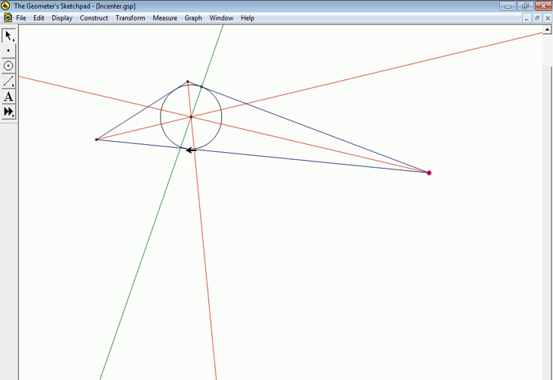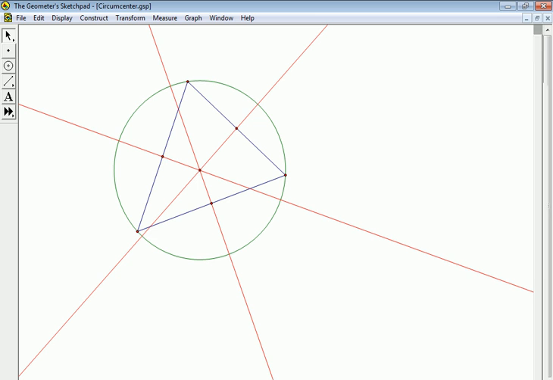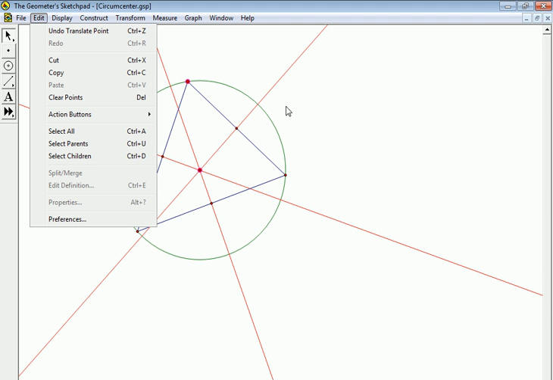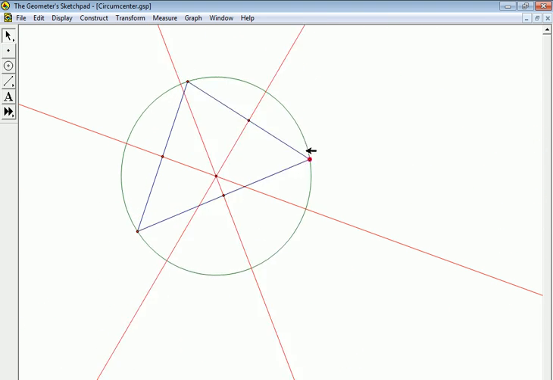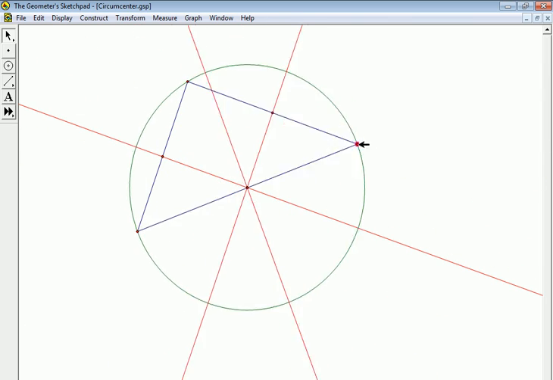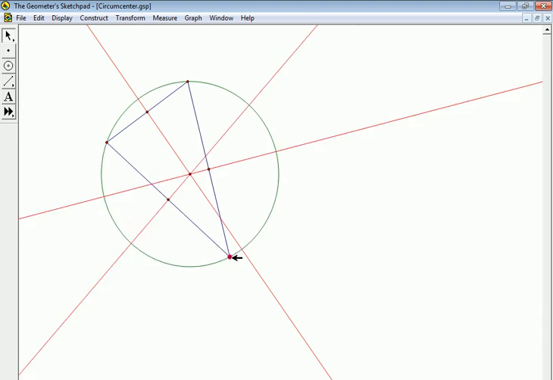That makes sense. Now the last one I want to show you is the circumcenter. It is formed by the perpendicular bisectors. That's what all those red lines are. Then I constructed a circle going from this point to one of the vertices. The circle is always around the triangle no matter what I do with it, even when I switch the vertices.